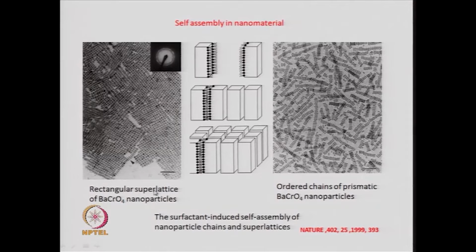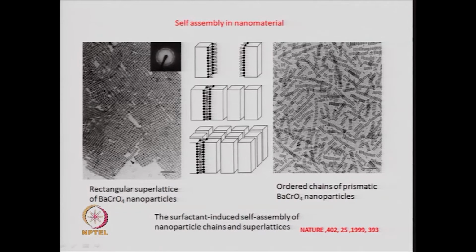Now, this kind of a rectangular superlattice can occur. In some cases, depending on conditions, you may have more one dimensional organization. So, here the arrangement is along this direction only. So, it is not forming a 2D lattice like this superlattice, where you have interaction along this axis as well as along this axis. Here you have interaction only along one axis.